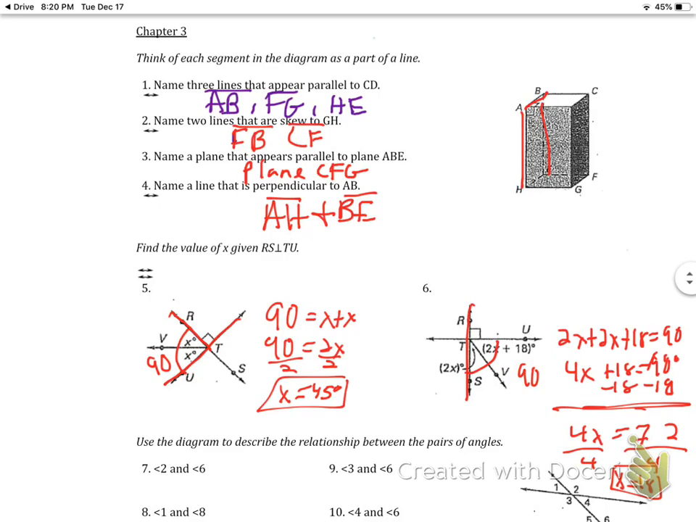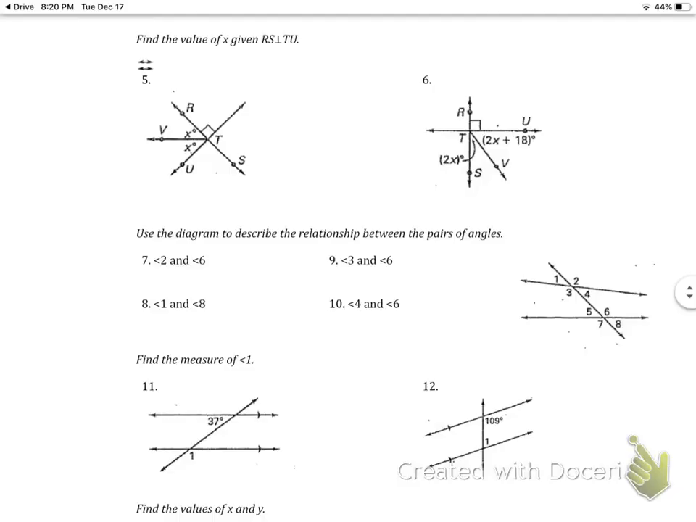Okay, let me clear the slide. Okay, use the diagram to describe the relationship between the pair of angles. We have 2 and 6. We see that those are corresponding angles, same position in reference to their line and to the transversal. Our next one up, you see that you have 3 and 6. 3 and 6, we see our alternate interior angles.